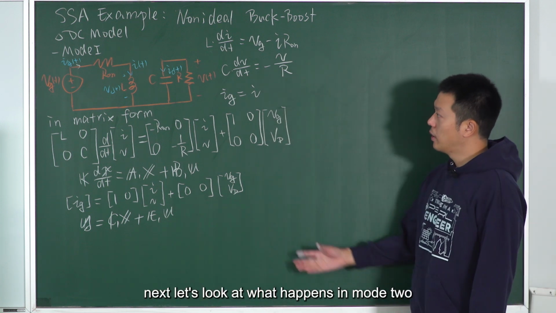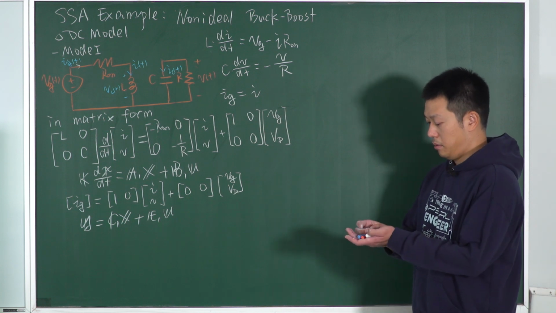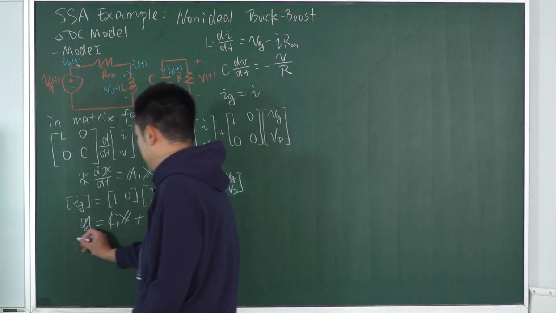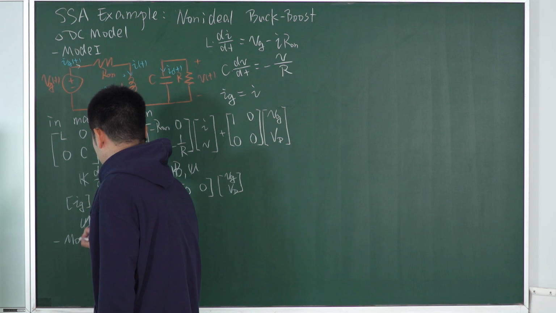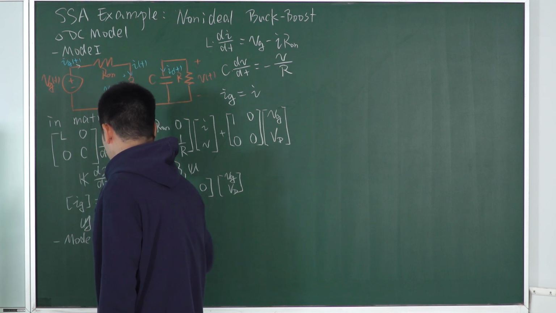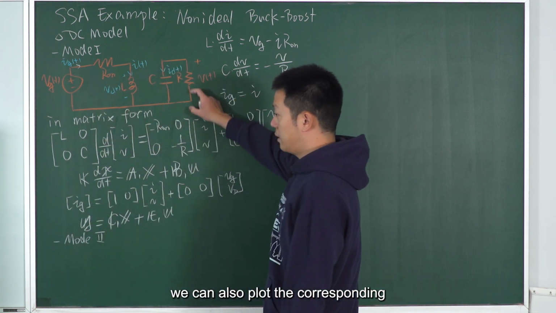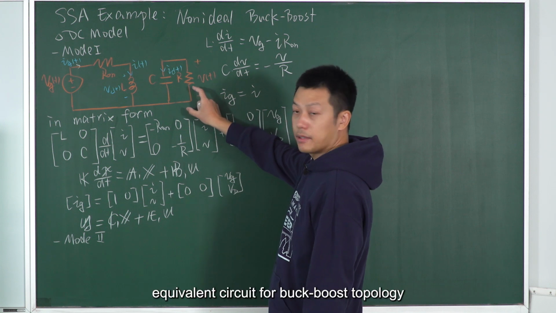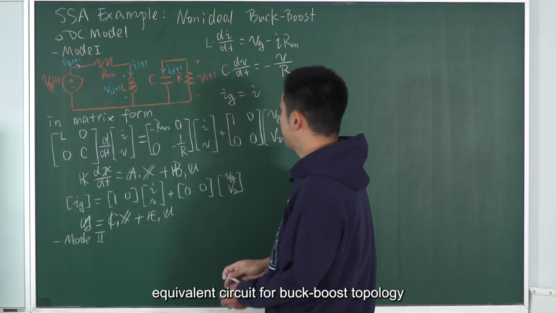Next, let's look at what happens in mode 2. In mode 2, we can also plot the corresponding equivalent circuit for the buck-boost topology.